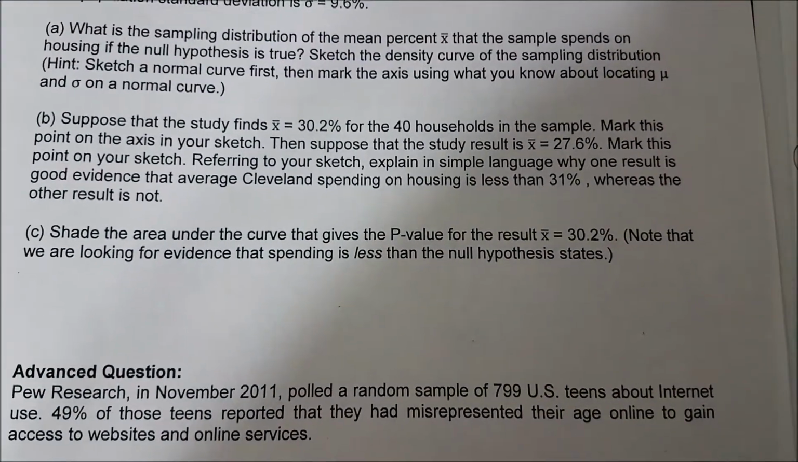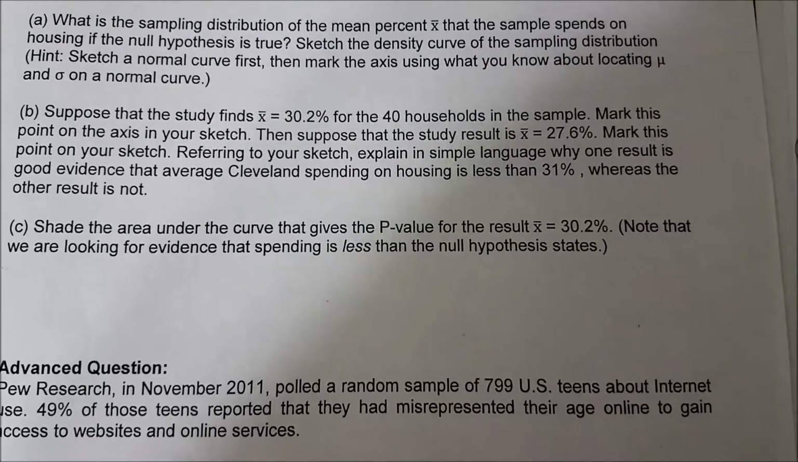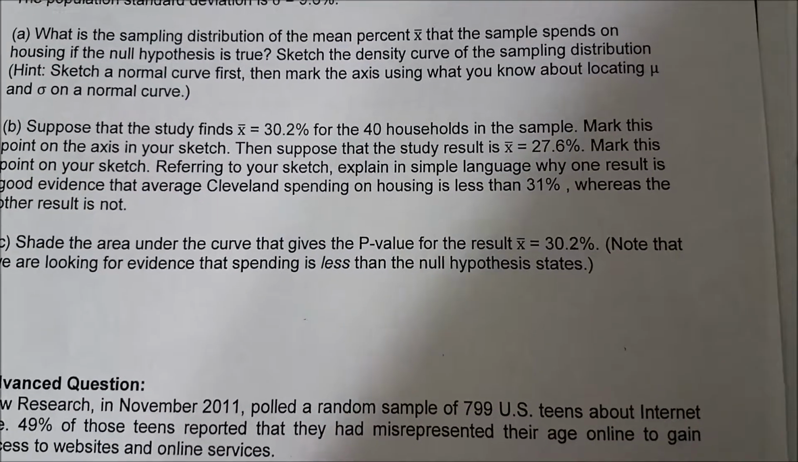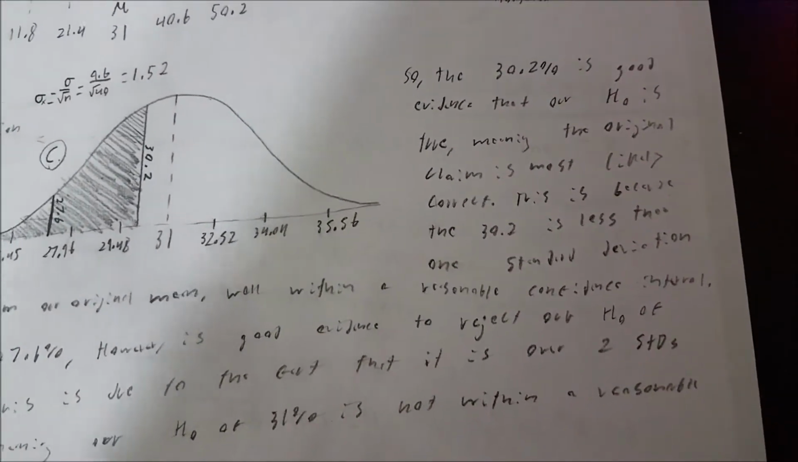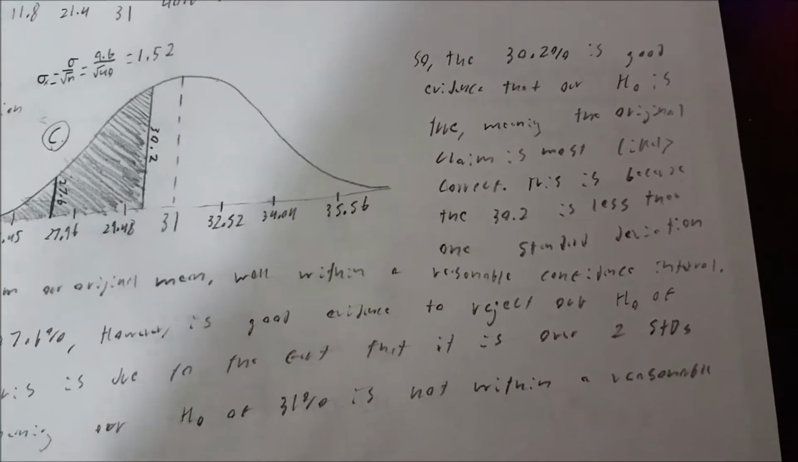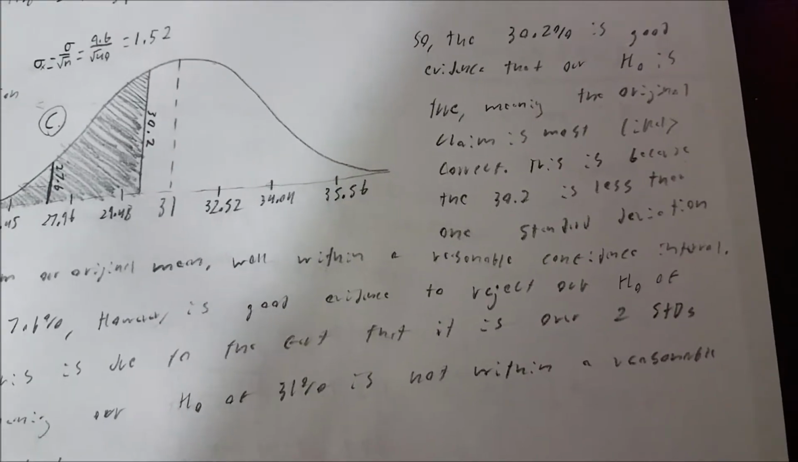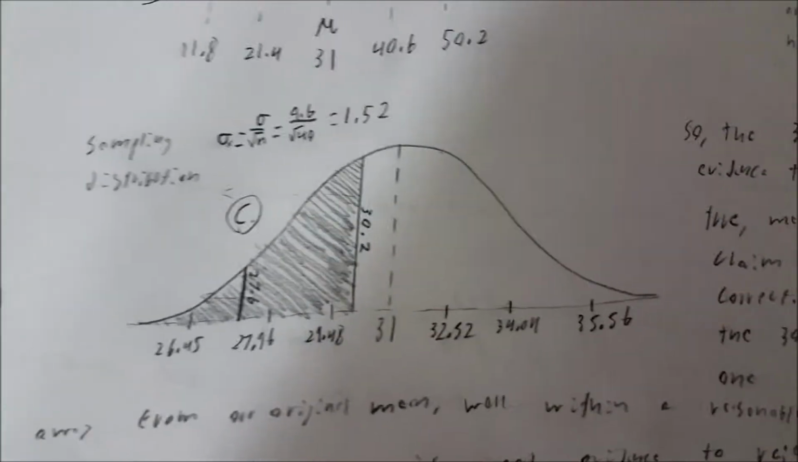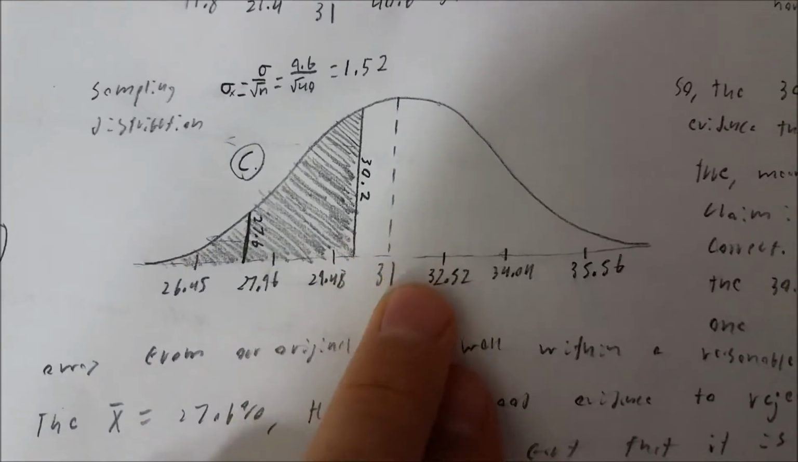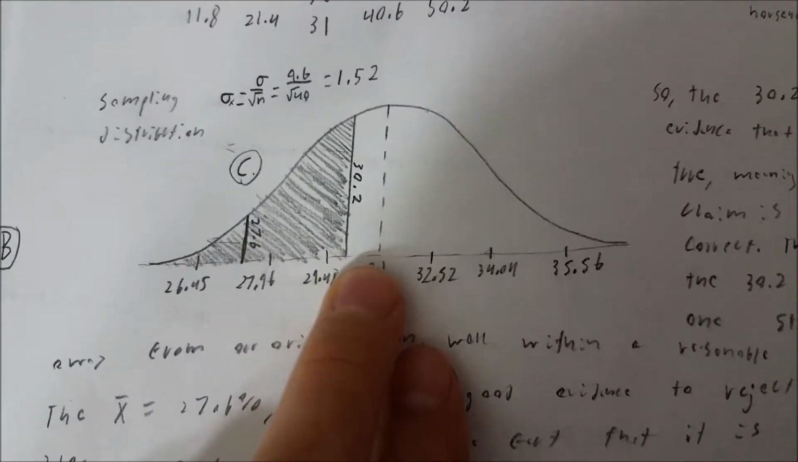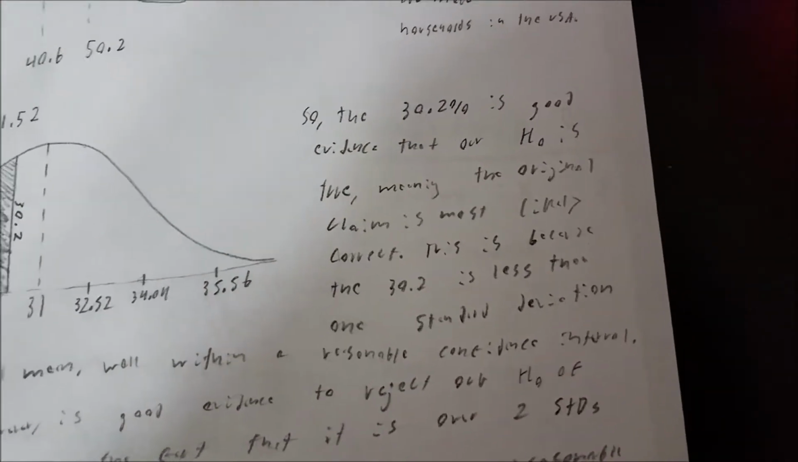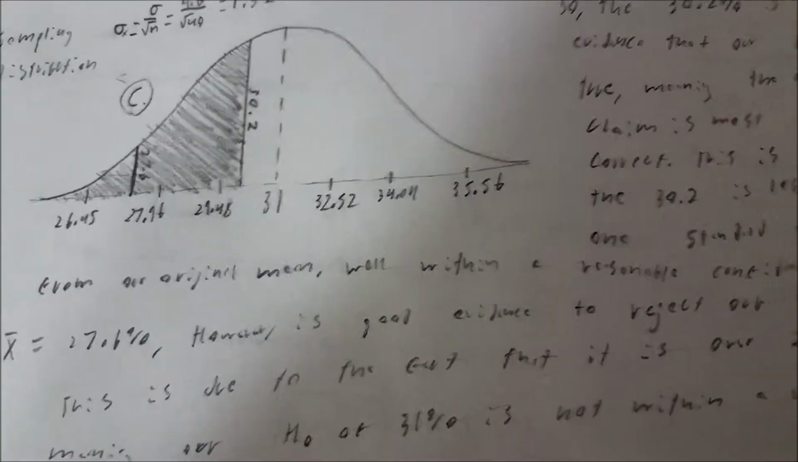Then explain in simple language why one result is good evidence that the average Cleveland spending on housing is less than 31%, whereas the other result is not. Alright, so the first result that it gives us, the 30.2%, is not good evidence against our original hypothesis, meaning the original claim is most likely correct and that the spending is not less than 31%. This is due to the fact that you can see it's pretty close to the 31%. It's in fact less than 1 standard deviation away. So if we were to make a reasonable confidence interval, the 31% would be within its range.